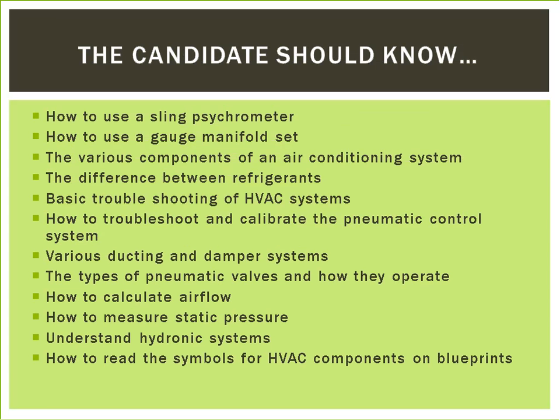We are going to be covering the following tasks that come directly out of the MECH Test Preparation Manual: how to use a sling psychrometer, how to use a gauge manifold set, the various components of an air conditioning system, the difference between refrigerants, basic troubleshooting of HVAC systems, how to troubleshoot and calibrate the pneumatic control systems, various ducting and damper systems, the types of pneumatic valves and how they operate, how to calculate airflow, how to measure static pressure, understanding hydronic systems, and how to read the symbols for HVAC components on blueprints.